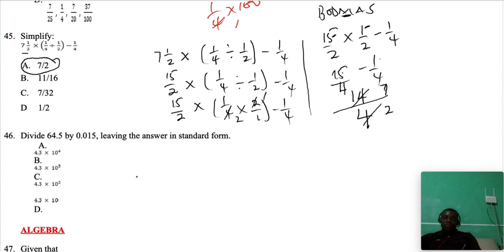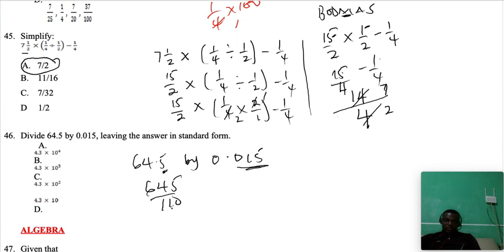Then we have also been given this question. You have to divide 64.5 by 0.015 in standard form. So this one, you just need the powers, the exponent, to select. This one is having 1 decimal point, 3 decimal points. Let's change them to fractions.